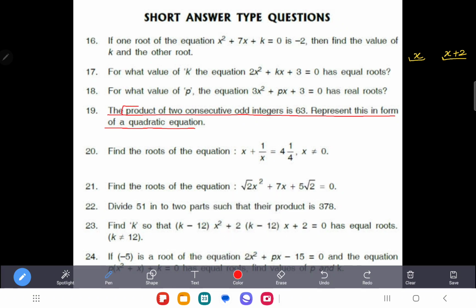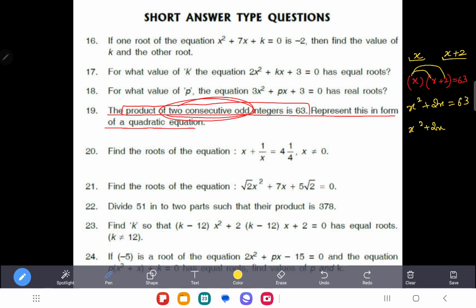And the product of these two consecutive odd integers is 63. That means x times x plus 2 is going to be 63, because the product is going to be 63. I hope you're understanding. And x times x is going to be x square, times 2 shall be 2x, and here it is going to be 63. So x square plus 2x minus 63 is going to be 0.